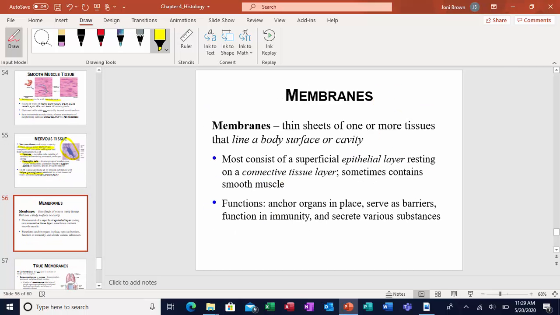But we need to talk about membranes a little bit. These are thin sheets of one or more tissues that line a body surface or a cavity. Usually they have a superficial epithelial layer, and it sits on top of a connective tissue layer. And sometimes they have some smooth muscle in them. These are the functions: they anchor the organs in place. They're barriers. They're working with our immunity as well as secretion.